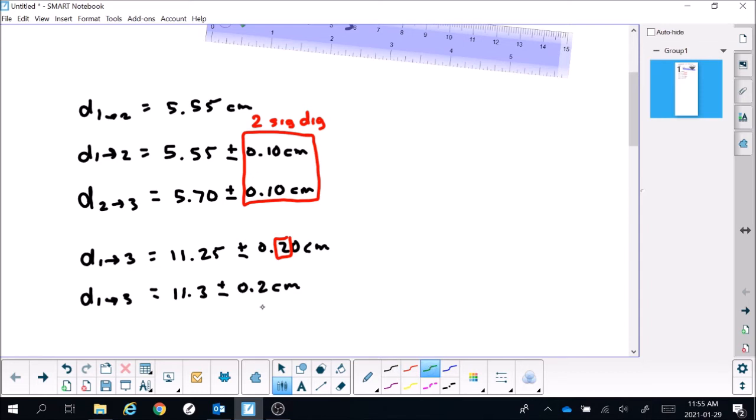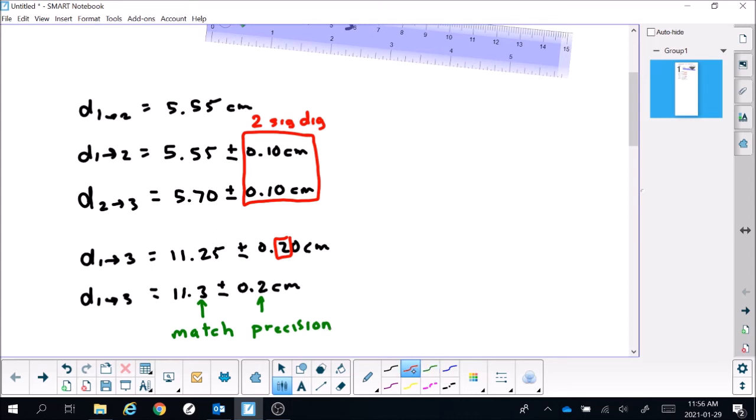You'll notice that the precision of my uncertainty is to the tenths place. Therefore, the uncertainty of my measurement must also be to the tenths place. So you match precision. When I use this word precision, I'm talking about the place value, the whole, the tens, the tenths, the hundredths, and so forth.